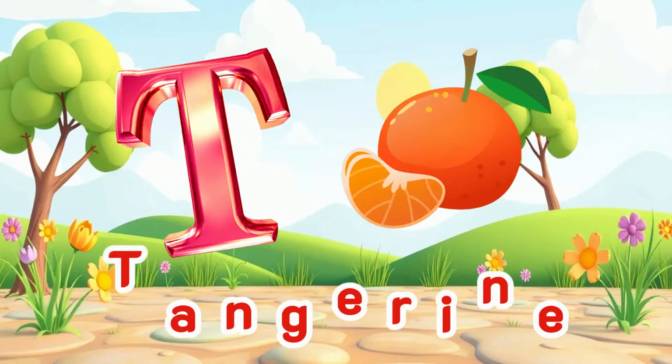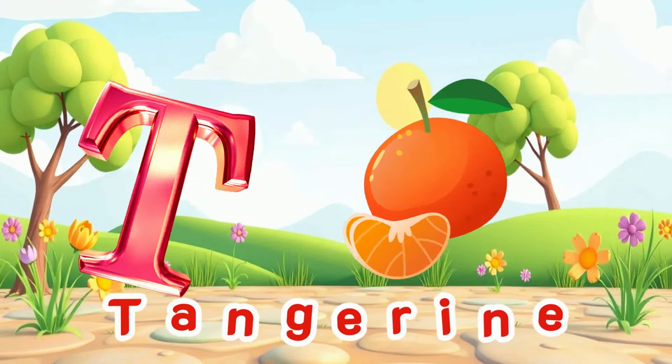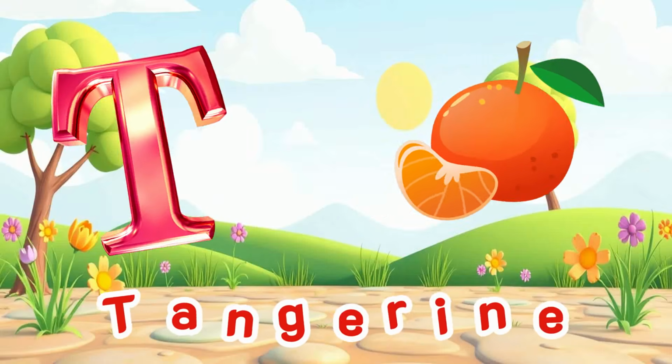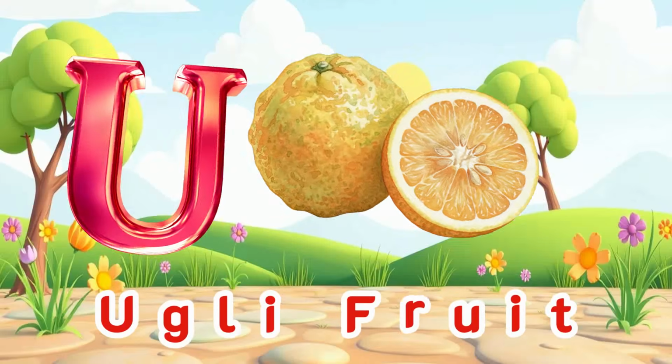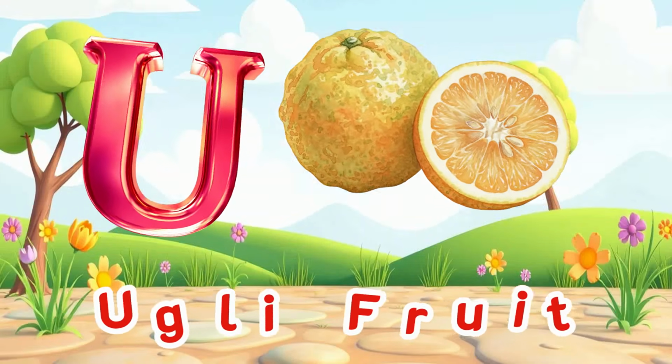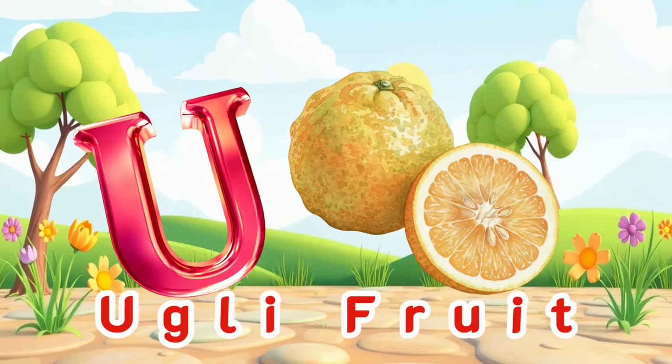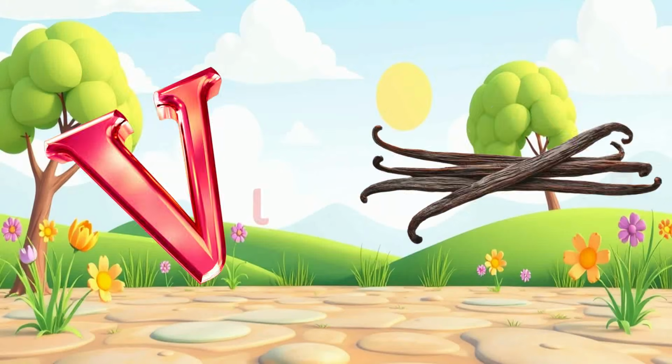T is for tangerine. T, tangerine. T is for tangerine. U is for ugly fruit. U, ugly fruit. U is for ugly fruit. V is for vanilla.